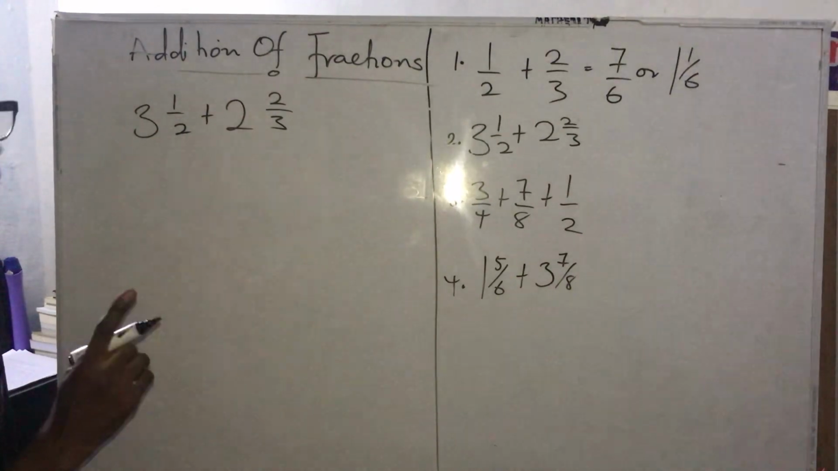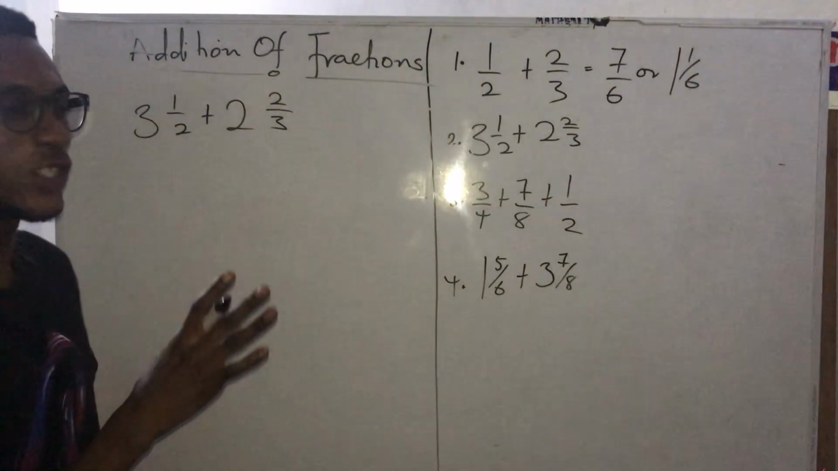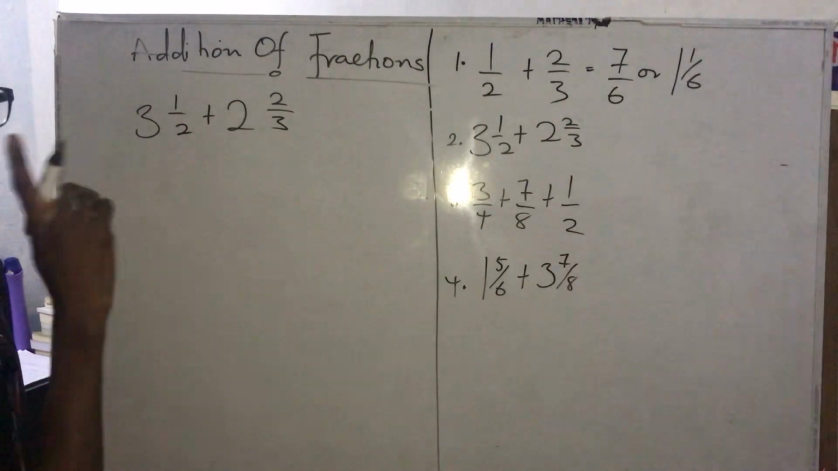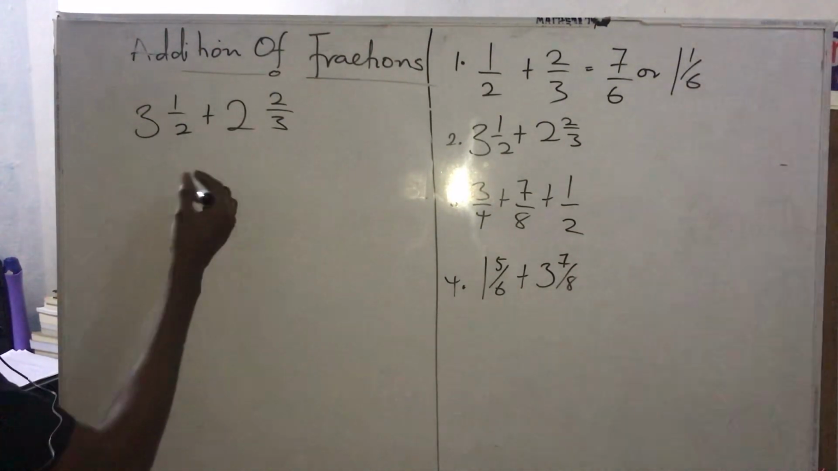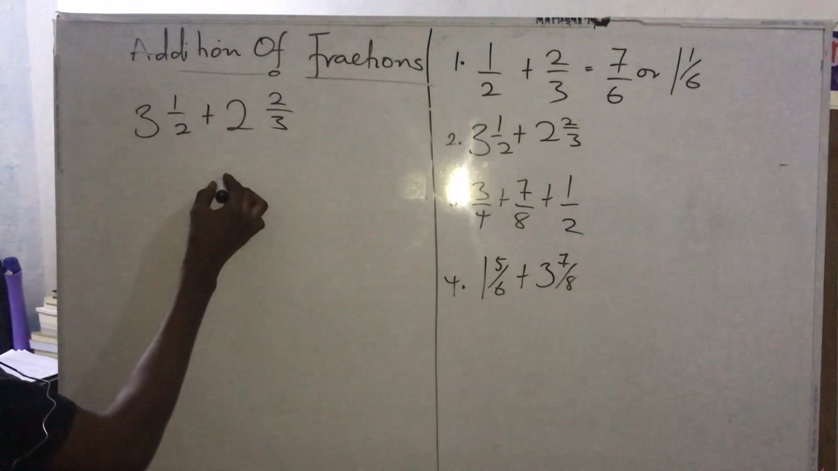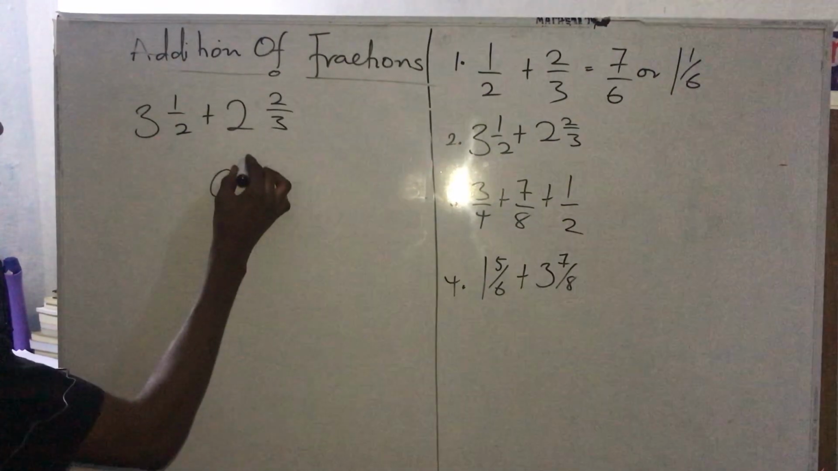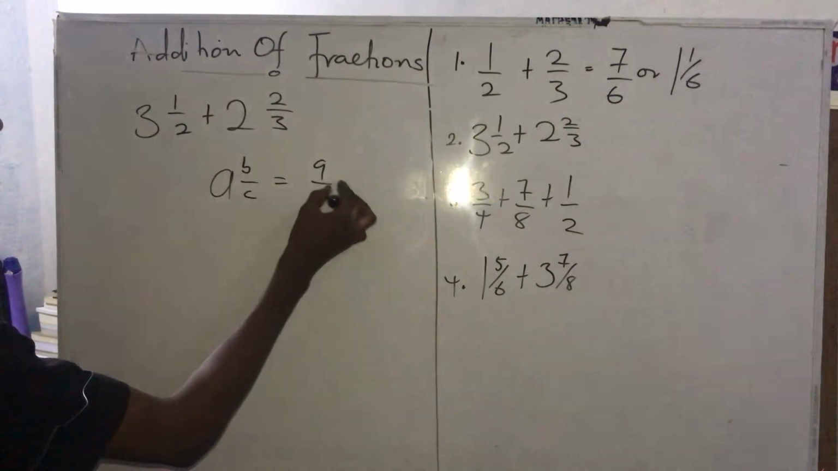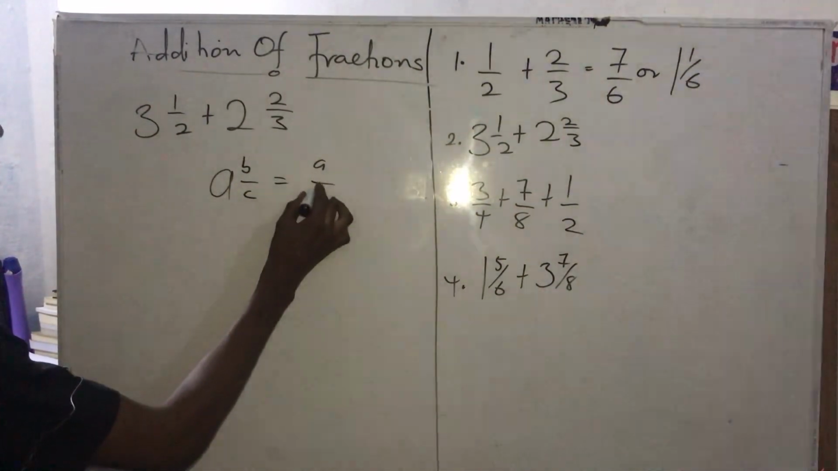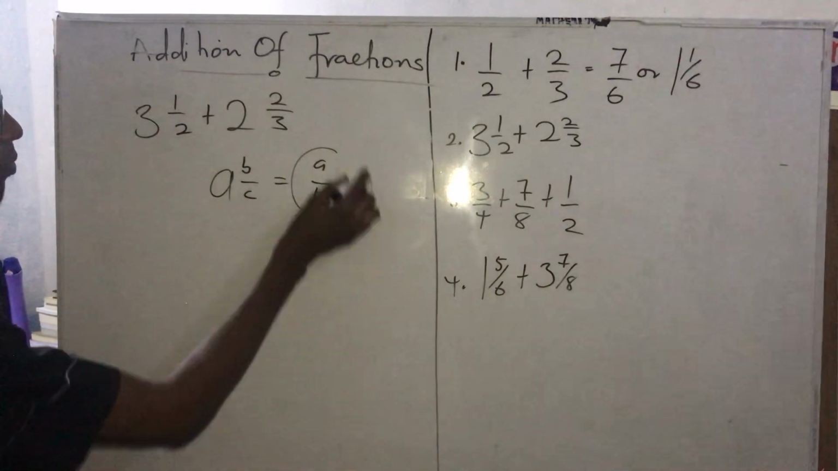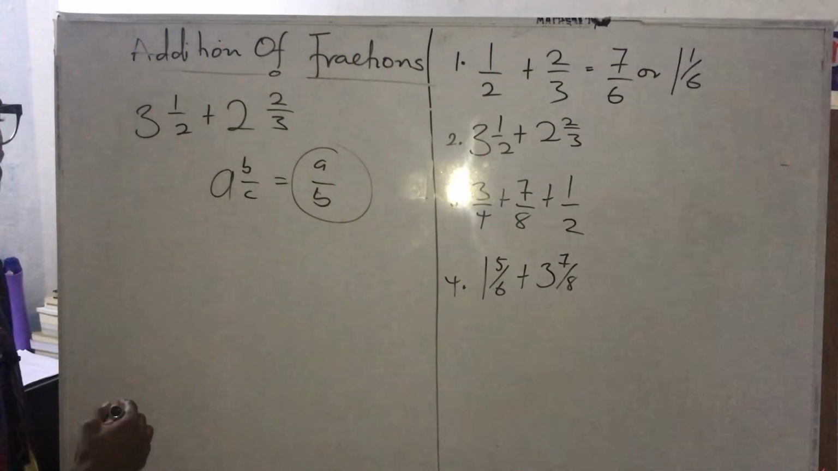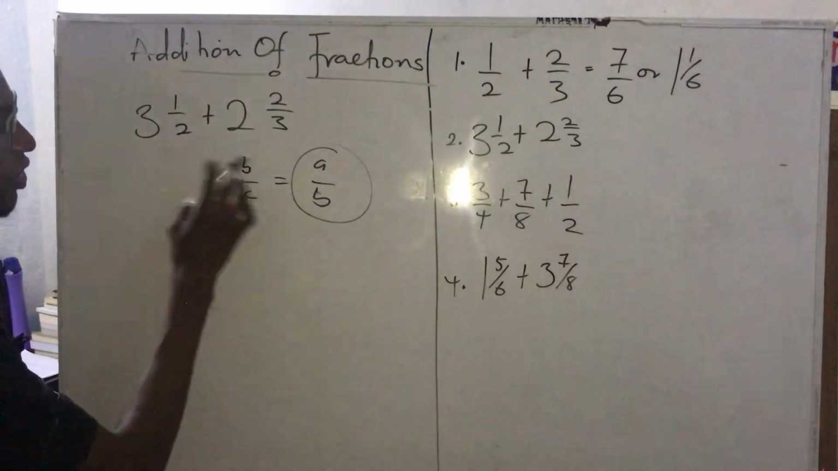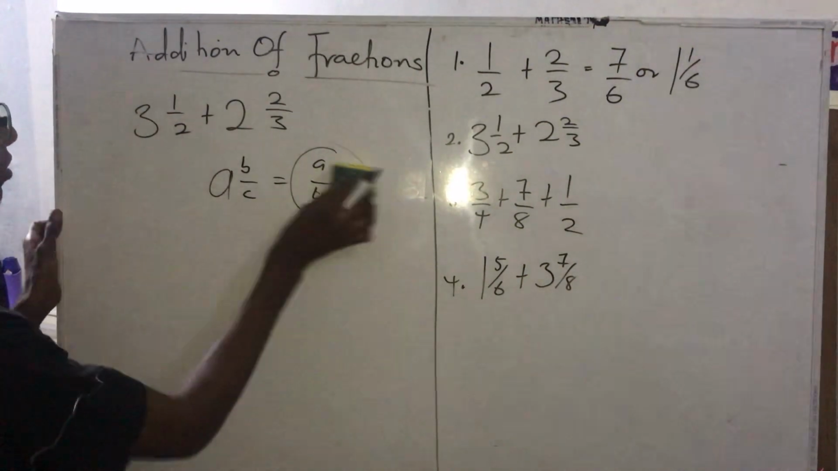Now the first thing we have to do over here is to change this mixed fraction to an improper fraction, where previously we had a whole number a, b over c. We have to change it to a over b. It should be in this form before you handle it. When you see a mixed fraction, you should always change it to an improper fraction before you do the addition. So we continue.